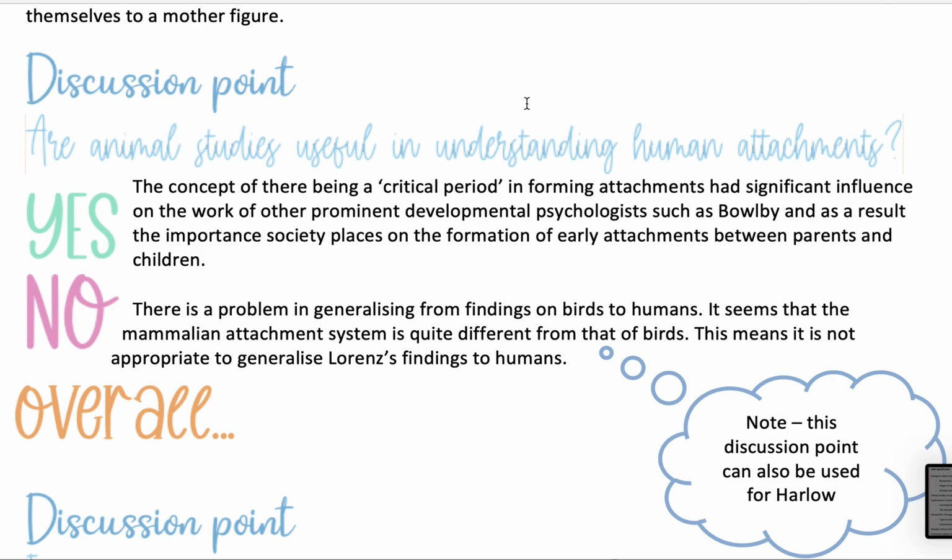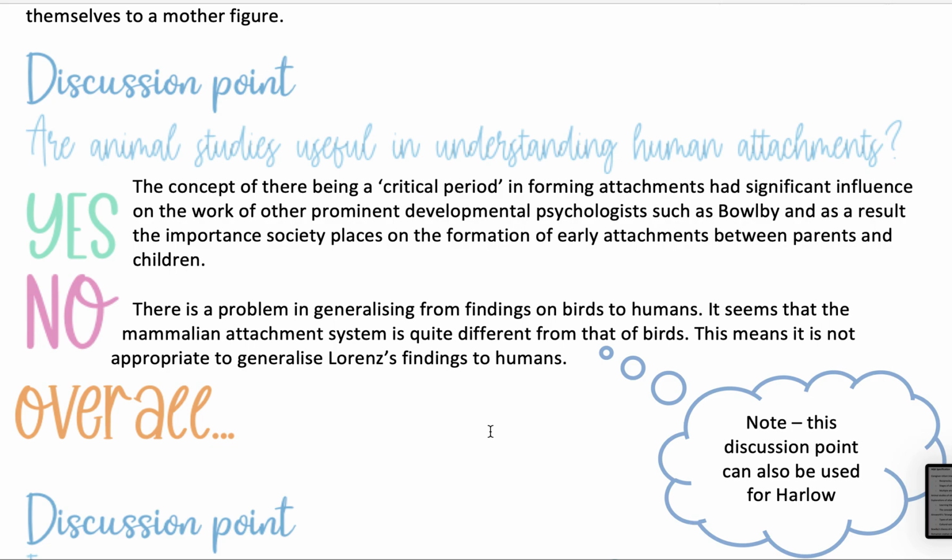So this point you can use for both Lorenz and Harlow. Are animal studies useful in understanding human attachment? Yes, because there's this idea of a critical period. Geese have a critical period of a few hours. Harlow found that monkeys have it for 90 days, and that also applies to babies. Obviously there's dispute over how long that actually is, but it's around 2 years. So there are similarities, so therefore it can at least contribute to our understanding.